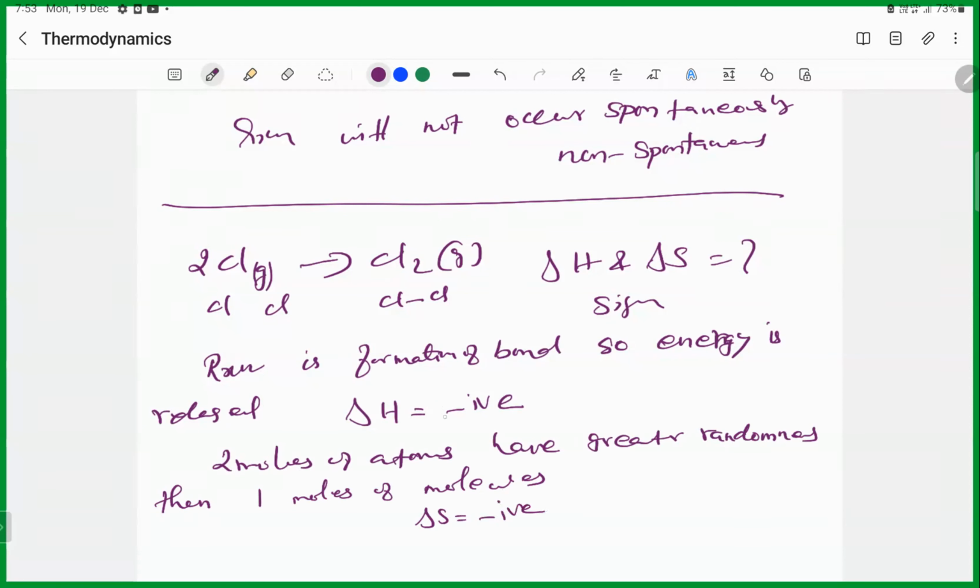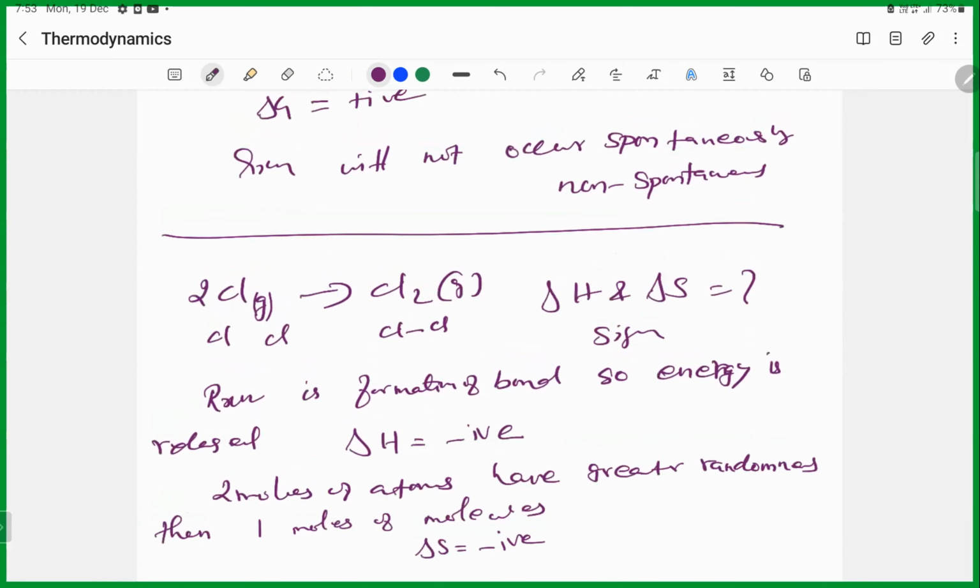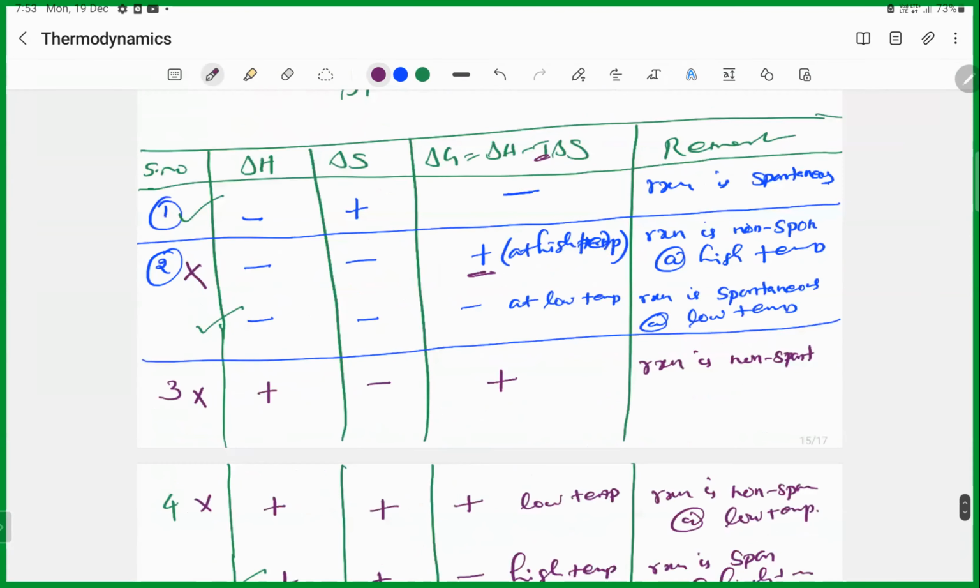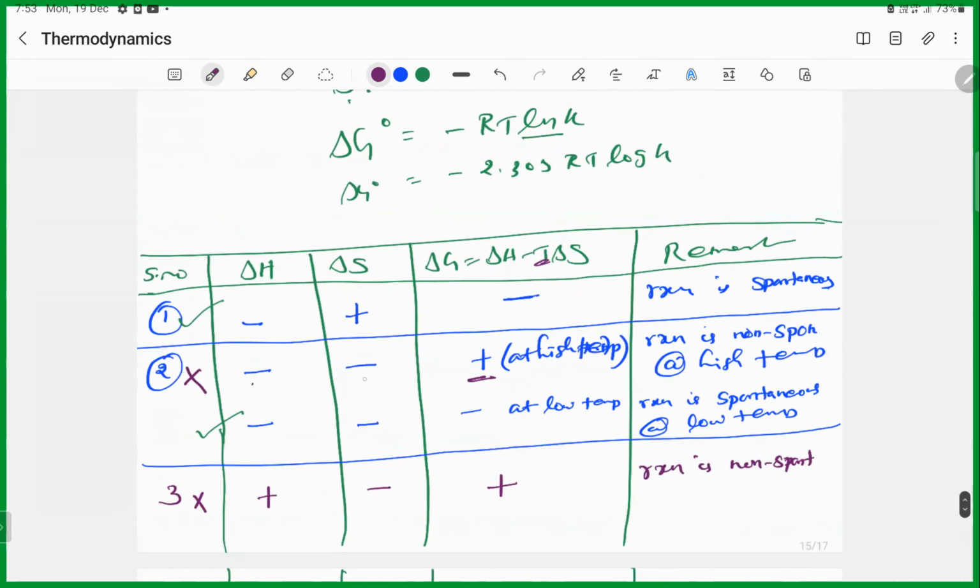When delta H is negative, delta S is negative. Delta H is negative, delta S is negative. At high temperature it means non-spontaneous. Suppose if it is low temperature, it is spontaneous.